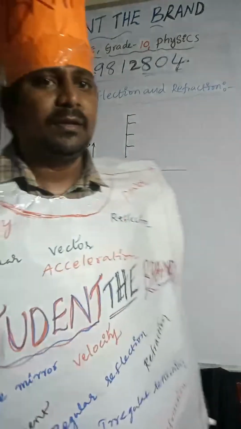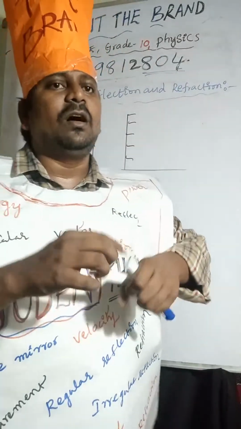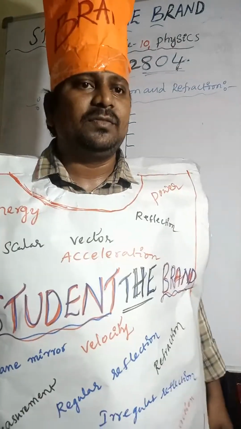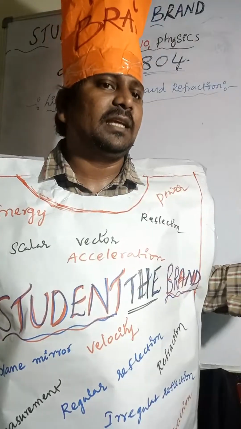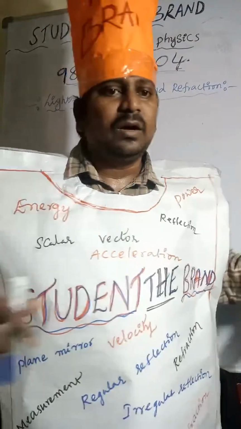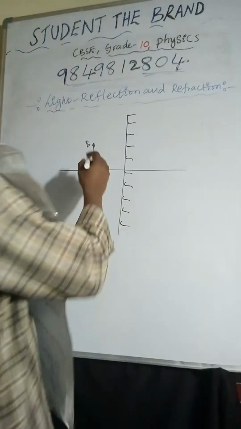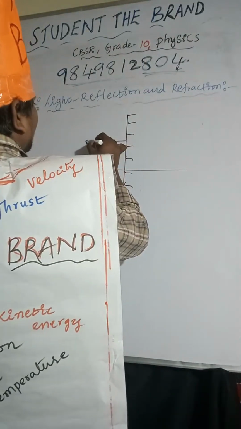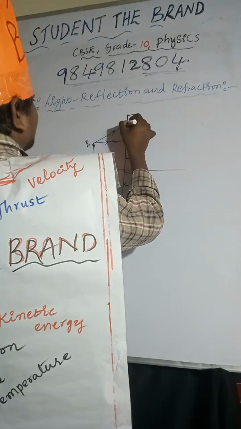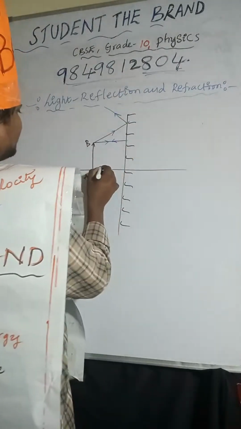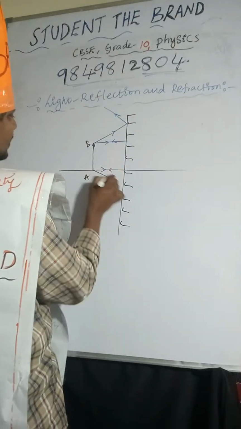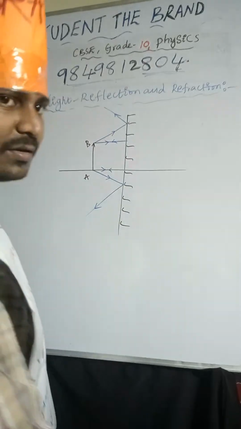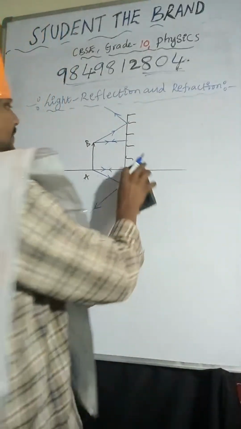So how many light rays are required to form the image of the object? Minimum 2 light rays are required to form the image of the object. I'm taking one light ray here. This is one light ray. After reflection, here one more light ray I'm taking like this. Those light rays are moving away from it. And here also you can take. These are the reflected light rays. Here you can observe.